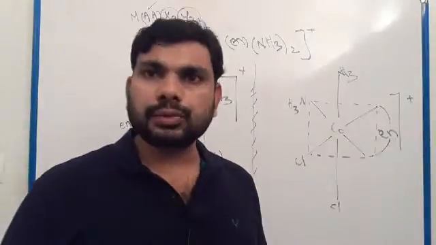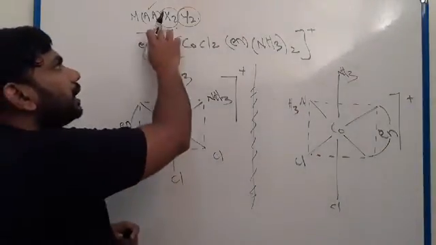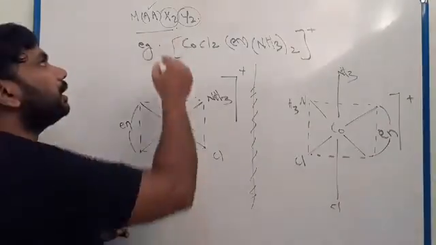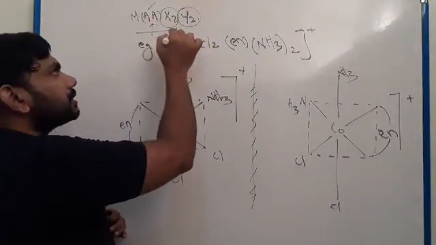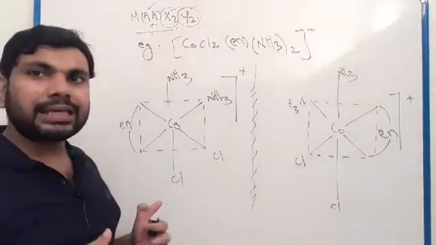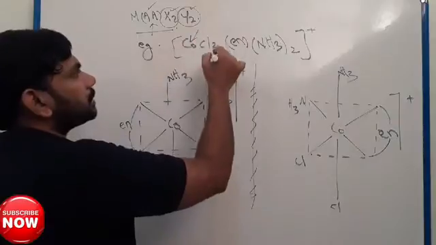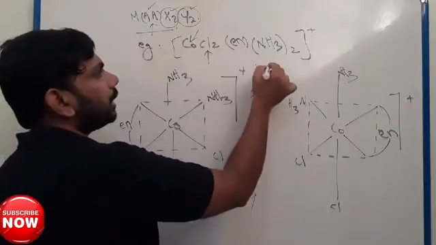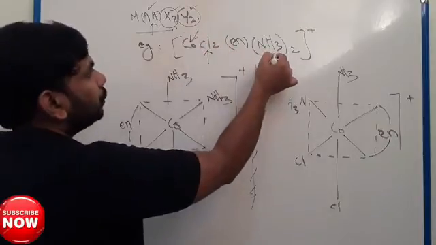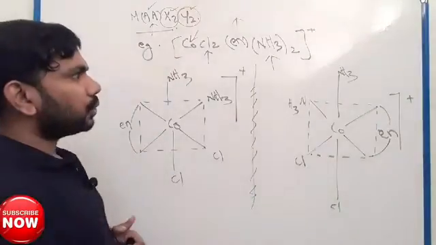Clear? Okay, next we have to discuss another type of isomer, MAAX2Y2. MAAX2Y2 means here one bidentate ligand, then two same-type ligands repeating twice. Look here: cobalt is the central metal atom, with Cl2 and NH3 twice. This is X2Y2, and here one bidentate ligand also.